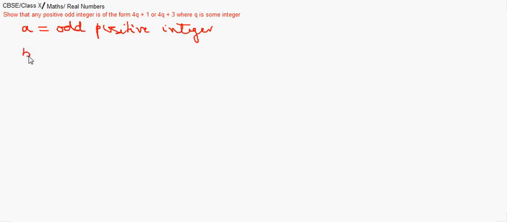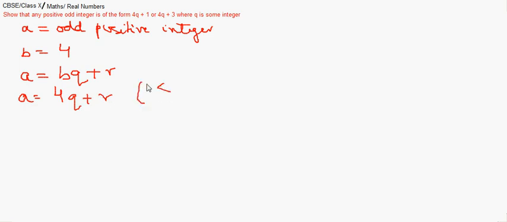And b will be 4, as it is given to be in the format of bq plus 1. What does the division lemma say? Again we write it. a can be written in the form of bq plus r. So a in this case will be equal to 4q plus r, and here r should be greater than or equal to 0 and less than 4.